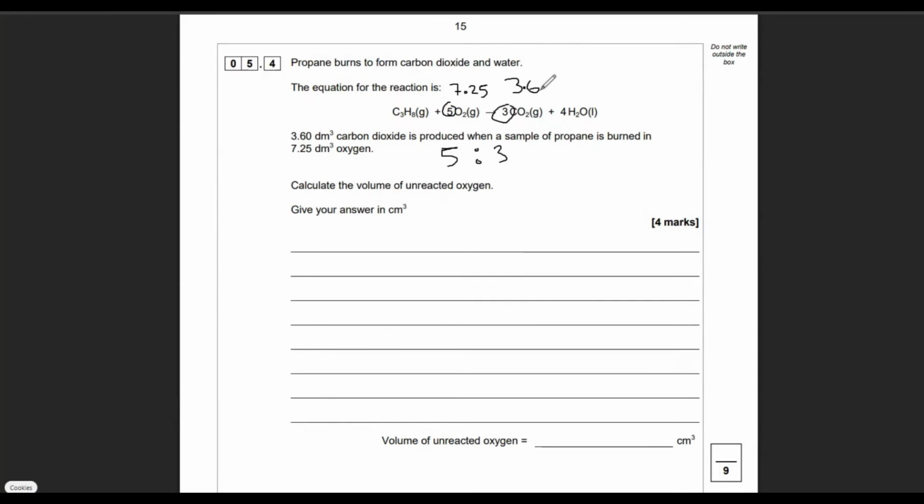So why is that? Well, there wasn't enough of this propane, evidently. So what we're going to do, forget all of that. We're going back this way. We want to work out how much oxygen got used. So we had 3.6 of that. So we're going to go 3.6 decimeters cubed. We're going to divide by 3.